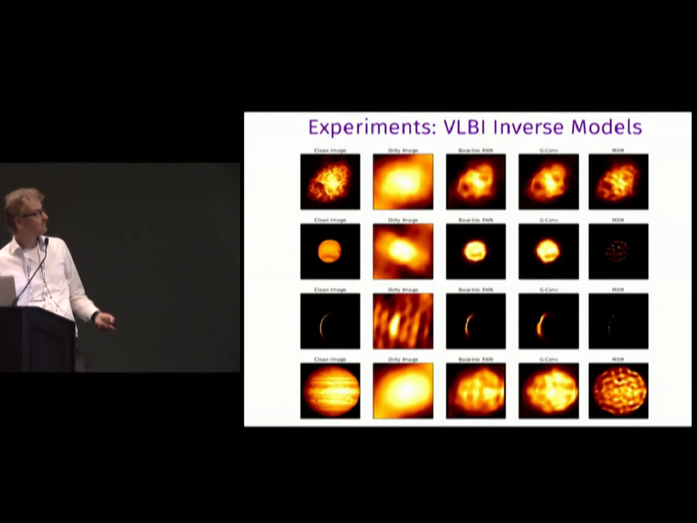There's a bunch of other tricks you have to use to make this work, but I'm skimming over those. So here's the clean image, and here's what we call the dirty image, which is basically the inverse Fourier transform of the subsampled image. That's really bad. And here is a baseline RNN, and this is basically our best version of it that needs to reconstruct this. And here's a bunch of results.